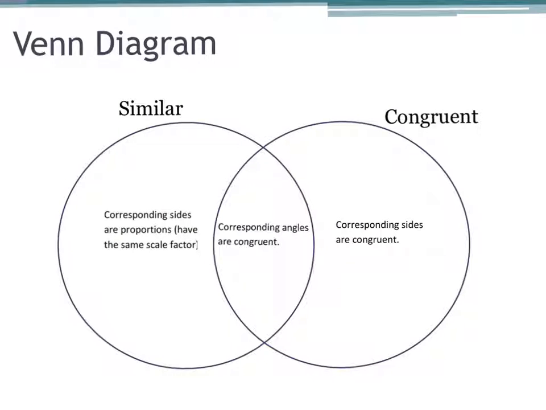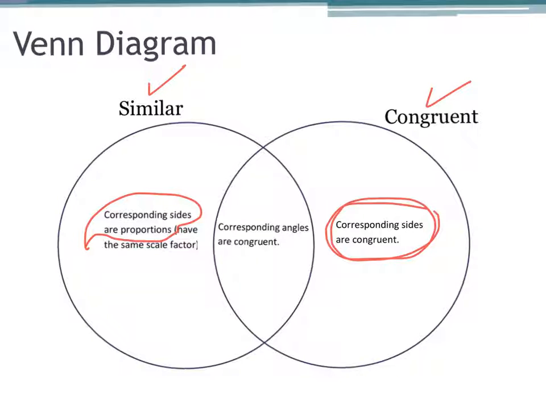Now this Venn diagram, we talked about two concepts today. We talked about similar and congruent. Similar figures, this is important, you need this exact phrasing. Corresponding sides are proportional. And again, that means have the same scale factor. But at the very least, I need you to know corresponding sides are proportional in similar figures. In congruent figures, corresponding sides are congruent. So corresponding sides are equal, right? But in both of them, corresponding angles are congruent.